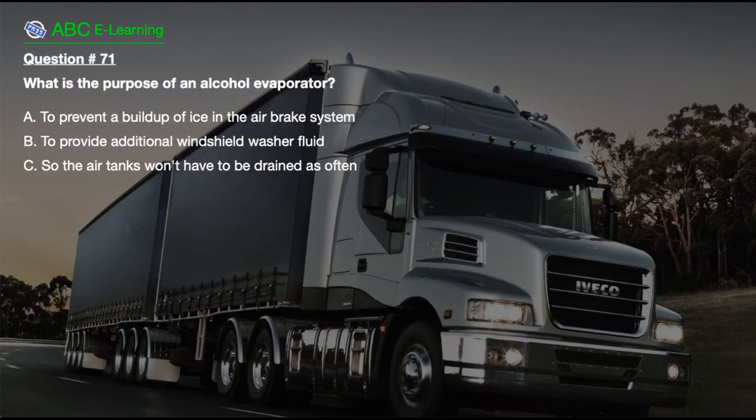Question number 71. What is the purpose of an alcohol evaporator? A. to prevent a buildup of ice in the air brake system. B. to provide additional windshield washer fluid. C. so the air tanks won't have to be drained as often.